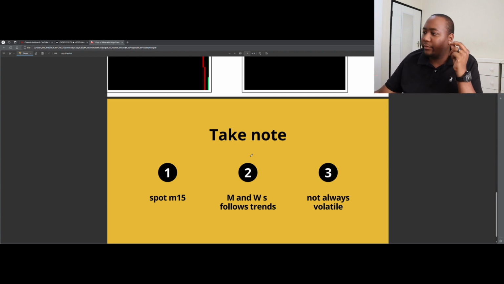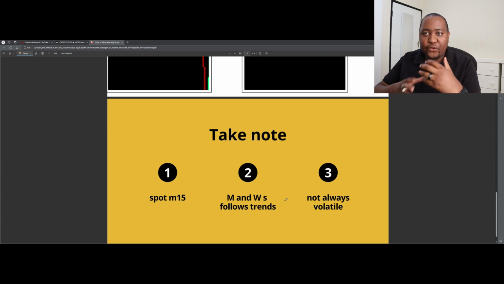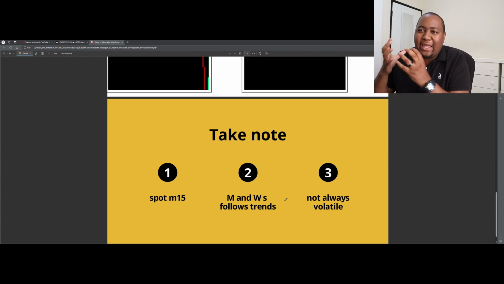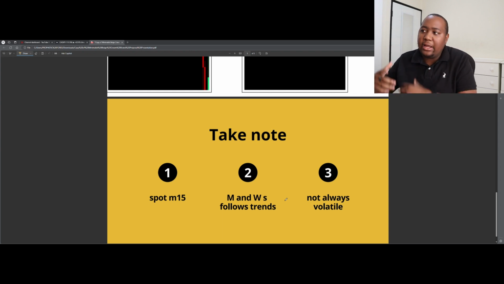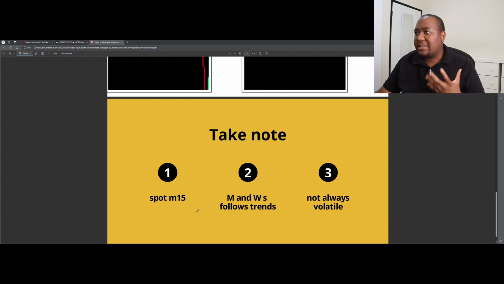Number two, it moves with M's and W's and follows the trend. If the trend is bullish, it will follow with that. If the trend is reversing, giving you an M formation or a W formation, please do look at that carefully and zoom in on that detail and go about taking it in that direction. And of course, you're gonna spot this on the M15 time frame. That's the time frame, no other time frame, just M15 time frame.